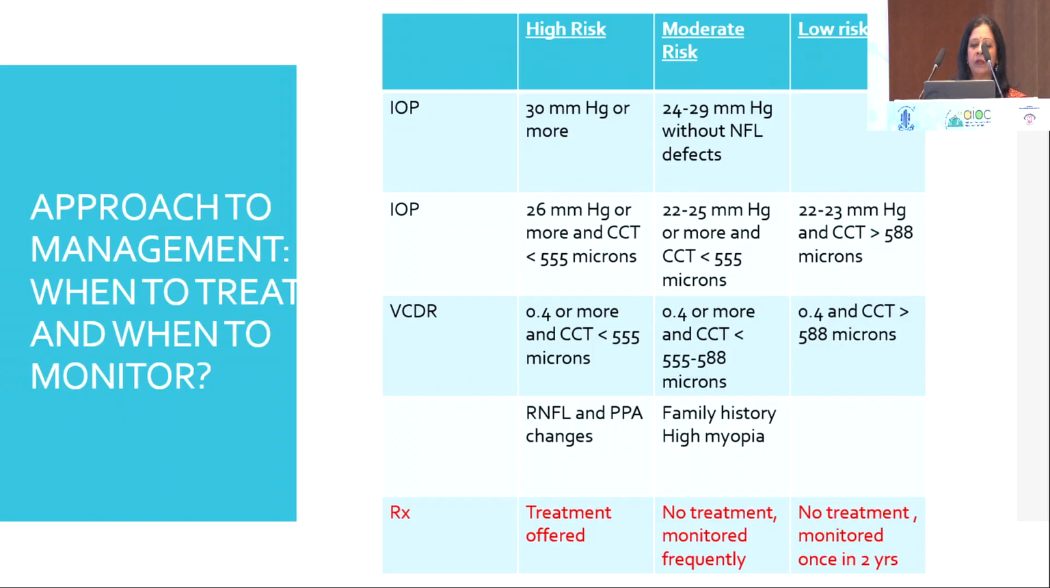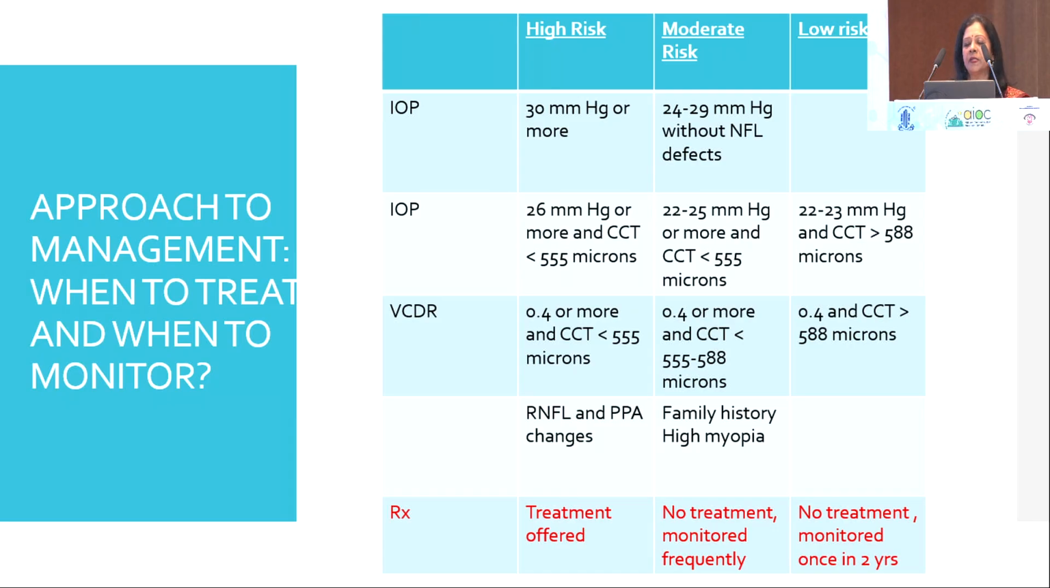So the way forward, what is it? The approach to management should be based on whether they are high risk, moderate risk, or low risk. If the intraocular pressure is more than 30 millimeter mercury, then you need to treat the patient, regardless of whether the cup disc ratio is less or CCT is more. So if the IOP is more than 30, you have to treat. If the IOP is 26 or more and the CCT is less, or if the cup disc ratio is 0.4 and CCT is less with RNFL and PPA changes, there again, treatment is offered.